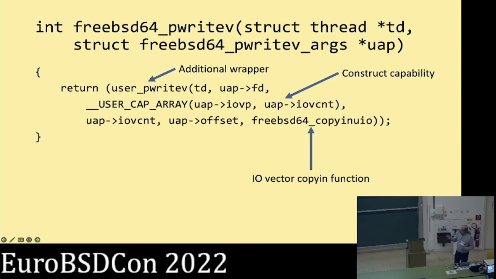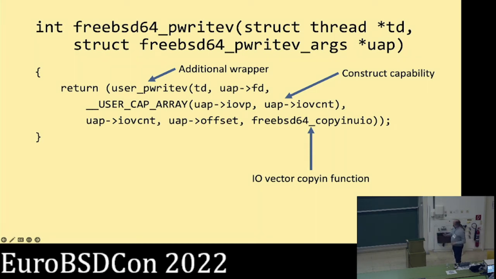So quick look at what the FreeBSD 64 PWriteV implementation looks like. It turned out I had four copies of this thing with the copy and UIO thing. So I created a user PWriteV, yet one more layer of abstraction like any proper computer scientist, which meant that I had to write a tiny bit less code.